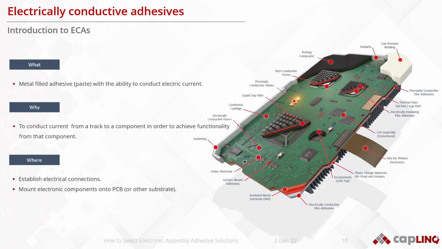If we dive a bit deeper into the ECAs and the what, why, and where, on a really basic level, an electrically conductive adhesive is a metal-filled paste with the ability to conduct a current. But why would you actually want to use it? Because you want a component to have a certain functionality on your printed circuit board. So the where is then logical. You want to use the material to mount components to your printed circuit boards or other substrates.